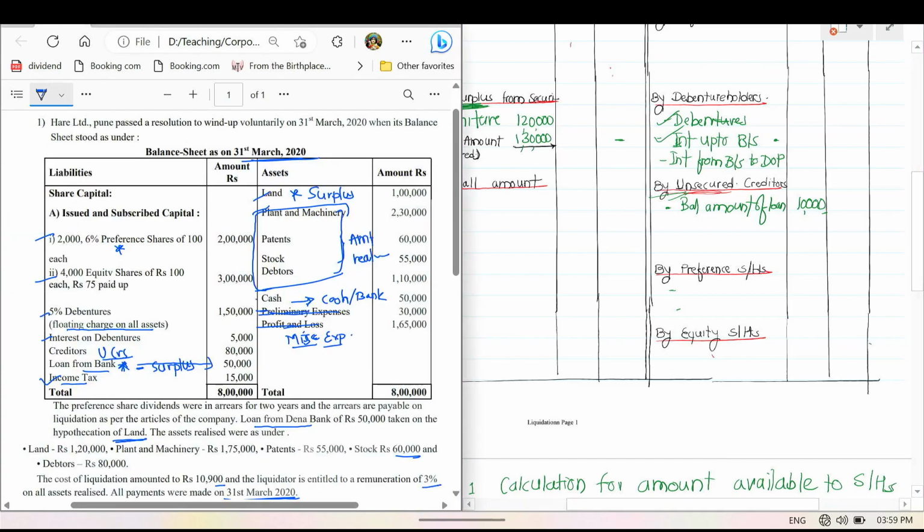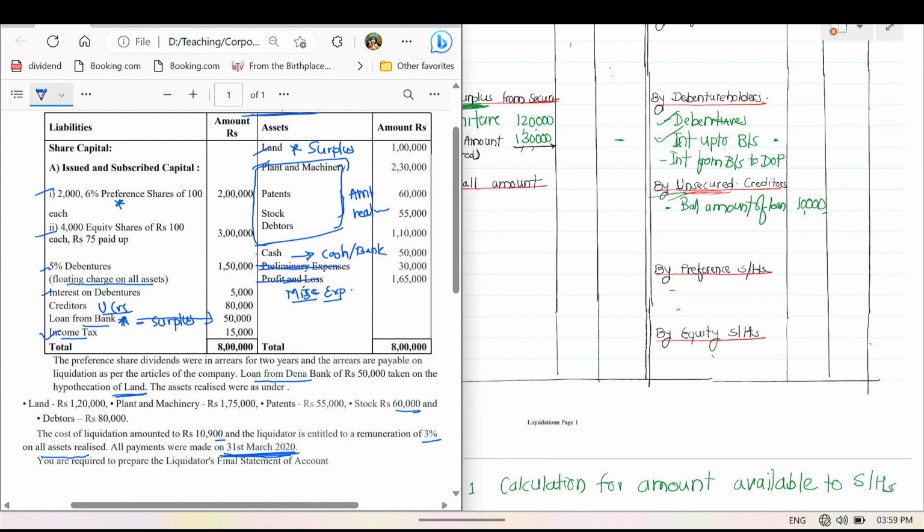Now let's check the first problem. In the first problem, against floating charge on all assets, therefore as you know we write that in the debenture holders group, then after that interest on debentures, this is given in the balance sheet, that means this is debenture interest up to the balance sheet date, therefore this 5,000 here only, 5,000, and then that basic amount 1,50,000 here, okay.